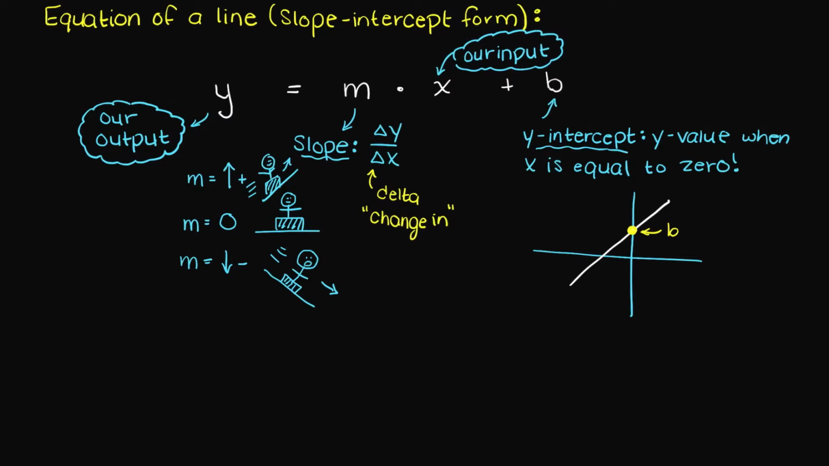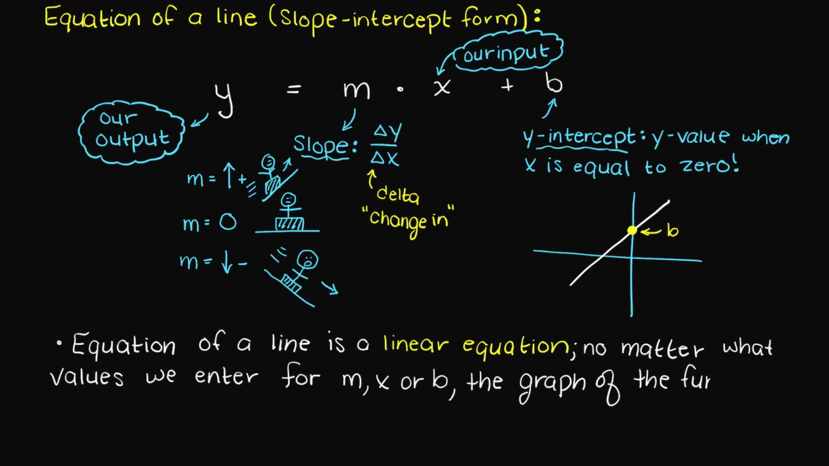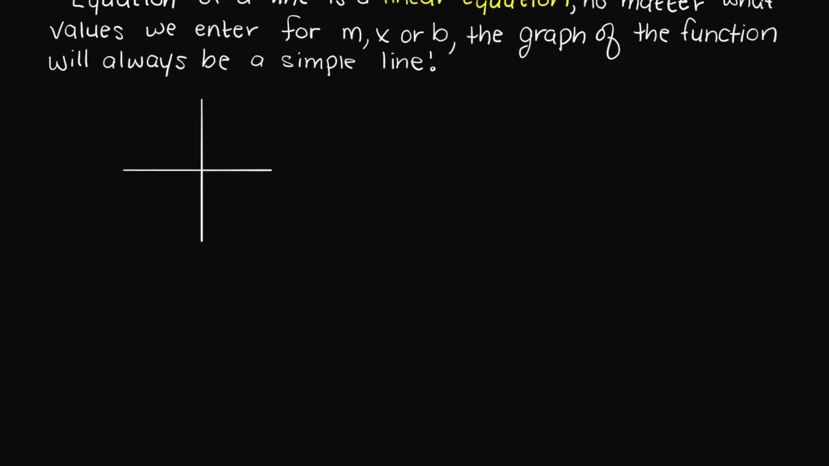First, we should notice that the equation of a line is a linear equation. This means that it'll never bend or be anything other than a simple line. No matter what values you input for m, x, or b, the line will always be a simple straight line. Although simple, this little formula here is amazing.